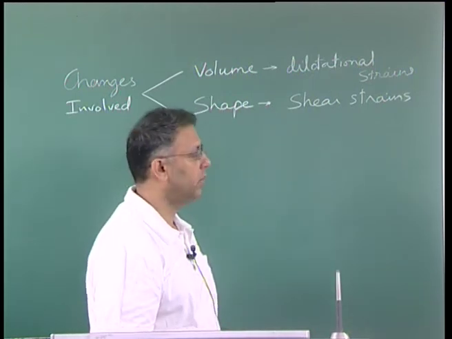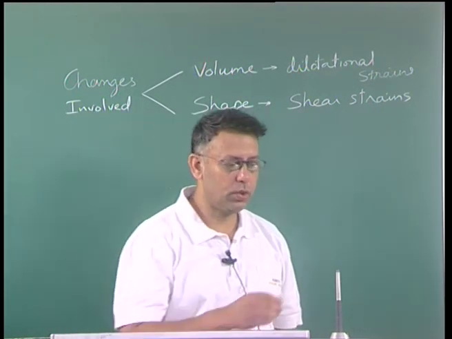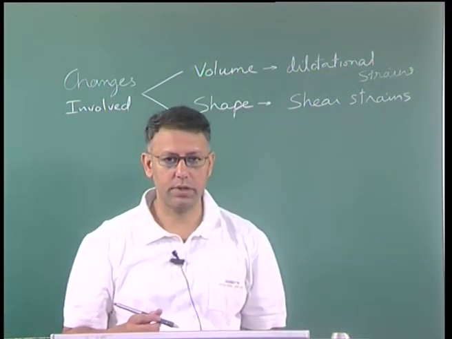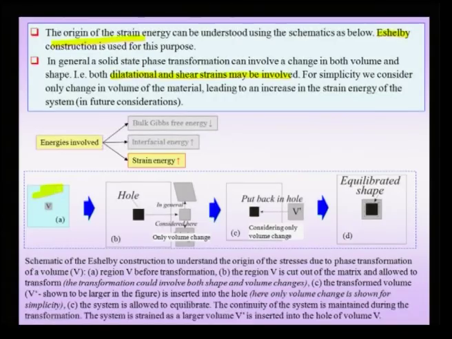And to understand this, as I pointed out, I will do what is known as the Eshelby construction. So, let us consider the figure here below, in which there is a blue matrix phase in which a volume V of material is ready to transform.